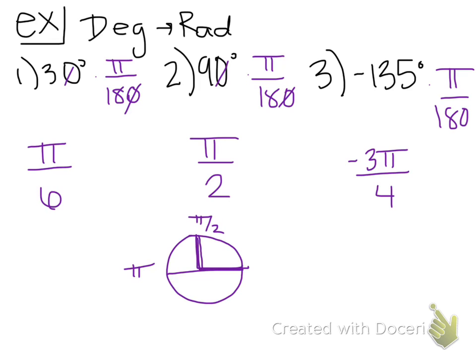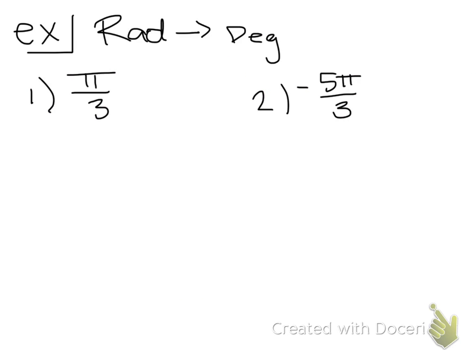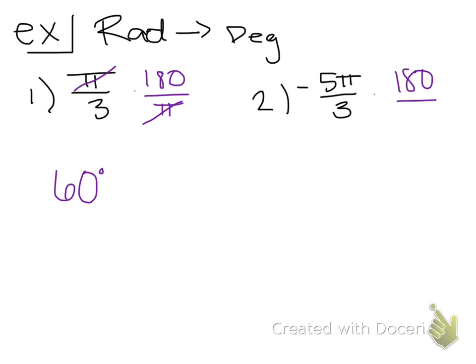Now we're going to go the other way, so we're multiplying by 180 over pi. The way I always remembered it when I was in high school: if the pi is in the numerator, when you multiply, you need to put pi in the denominator to make the pi's cancel. 180 divided by 3 leaves me with 60 degrees. Over here, 180 divided by pi, the pi's cancel.